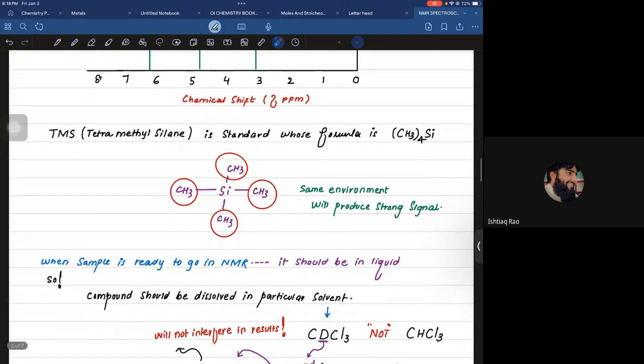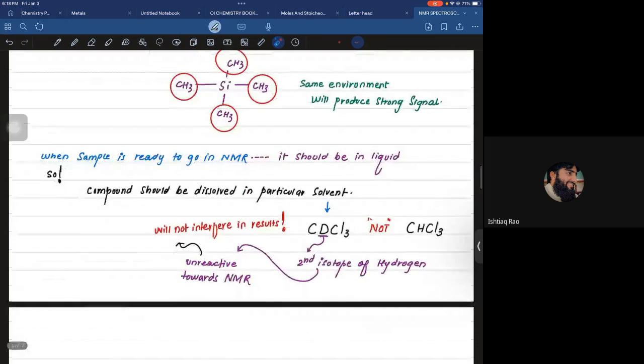Then it would give you only one strong signal, because it has four carbon atoms. Also, if you can see, it has a total of 12 protons having the same environment. I told you regarding environment, and I asked some questions related to environment, if you remember.